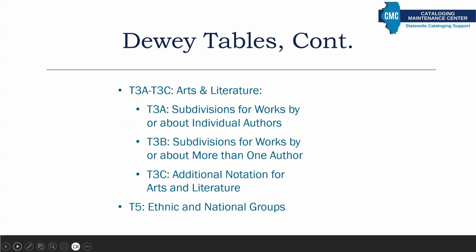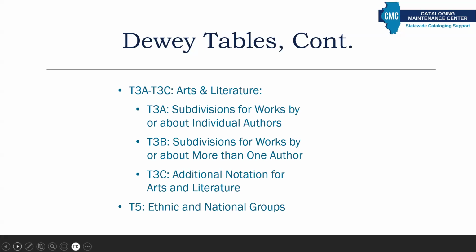The T3 tables look at arts and literature. For each of these tables, we will need to go in a little deeper to find out how each works with the scheduled numbers. Of note, I'm going to show the number building for these tables in later slides as they can get complicated. So T3A, this table looks at subdivisions for works by or about individual authors.